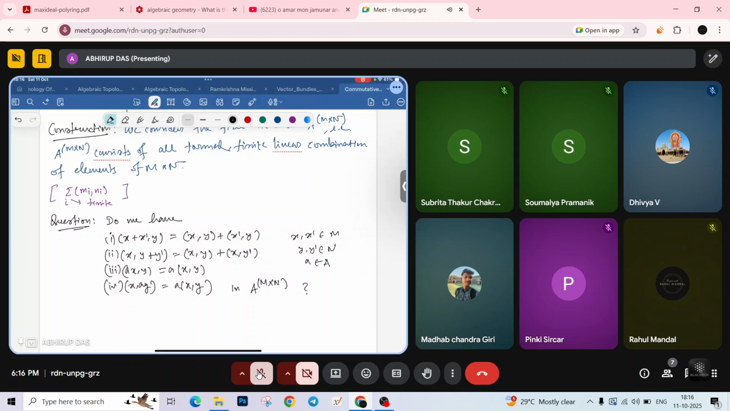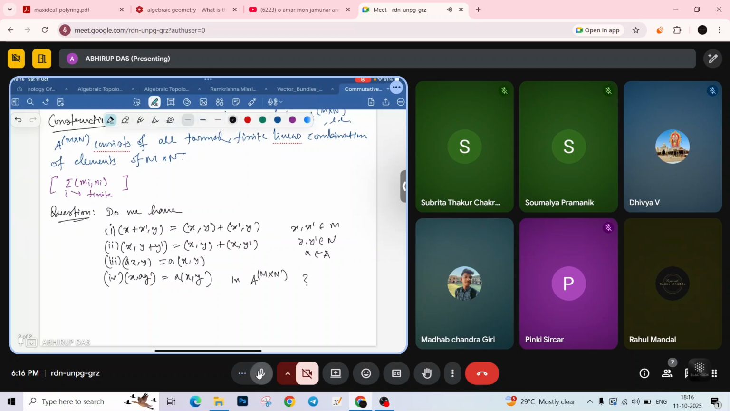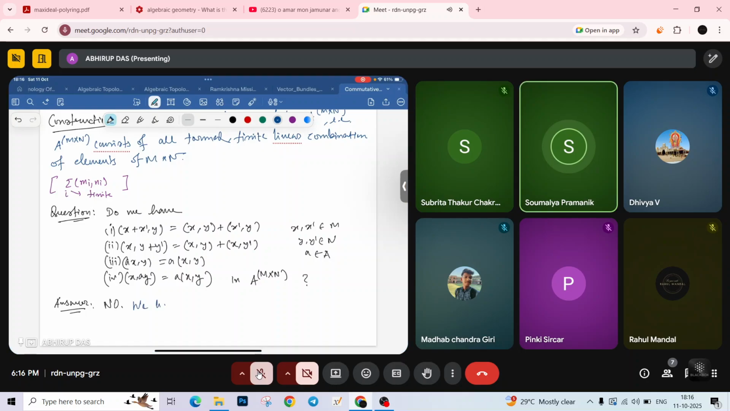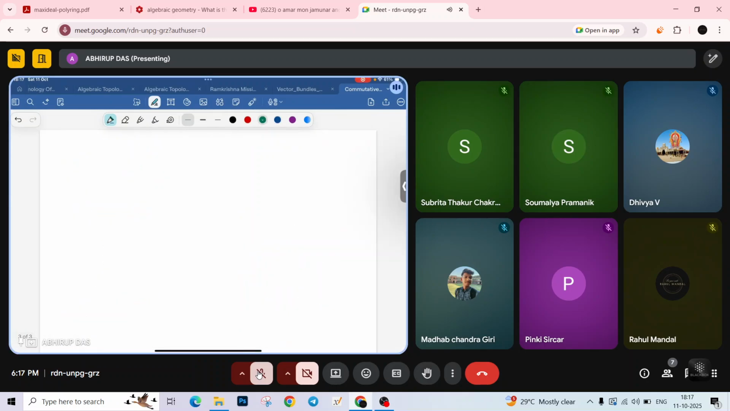Anyone else apart from Shomallo? I think no. Right. And we have to make it so. Exactly, we have none of the above. Madhav, because it's a free module, there is no limitation. Madhav, you understand, we are not talking about the product module M cross N.